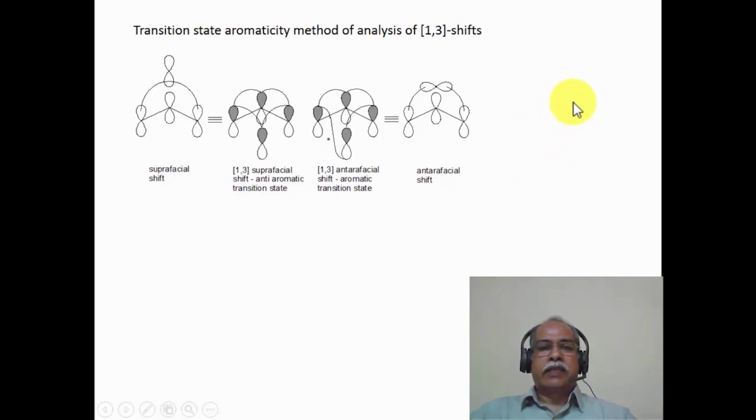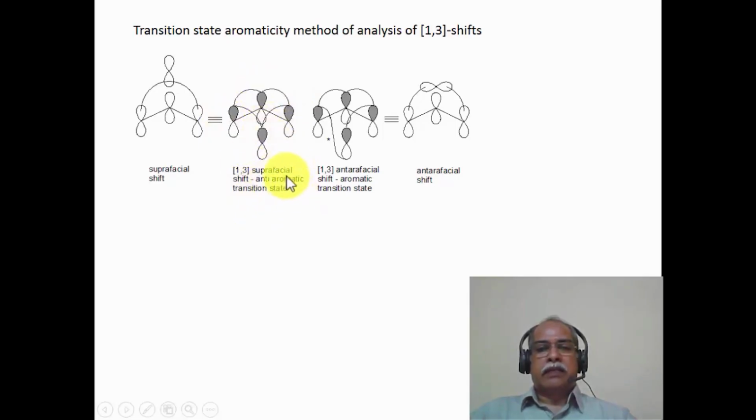One can also use the transition state aromaticity method for the analysis of 1,3 shifts. If we consider a 1,3 shift of this type, it's a suprafacial shift. So the overlap is a continuous overlap of the 4 electrons that are involved here, resulting in a Huckel type of transition state, which is an anti-aromatic transition state.